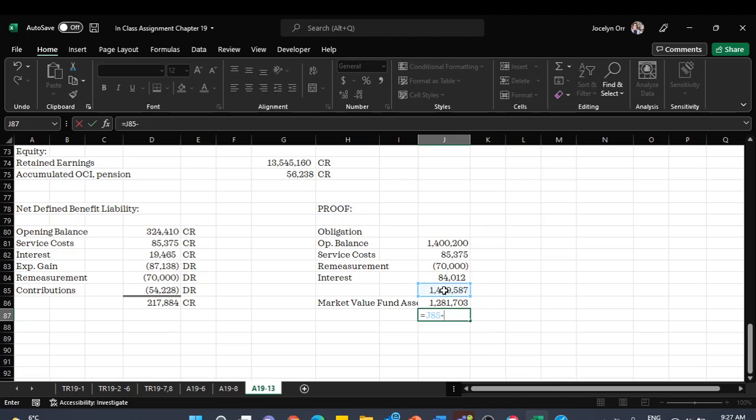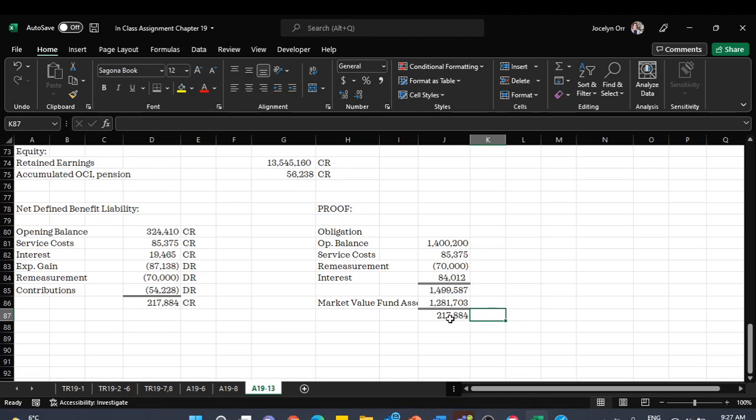And when we take our obligation and subtract that market value, we arrive at the same amount. Okay, so the position of our pension, we've proved, is consistent with what we are displaying as our net defined benefit liability on our statement of financial position.